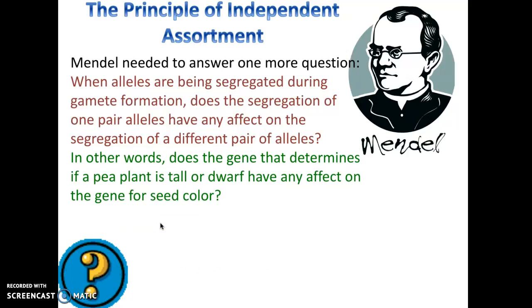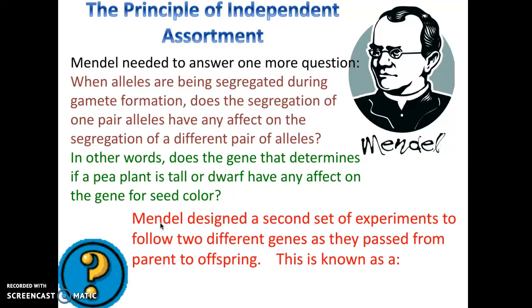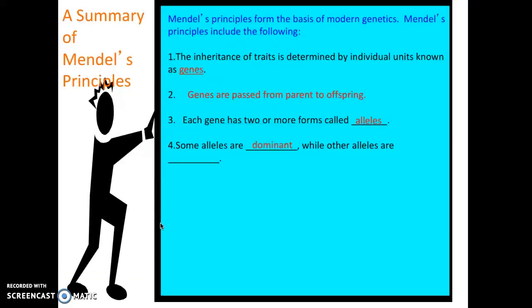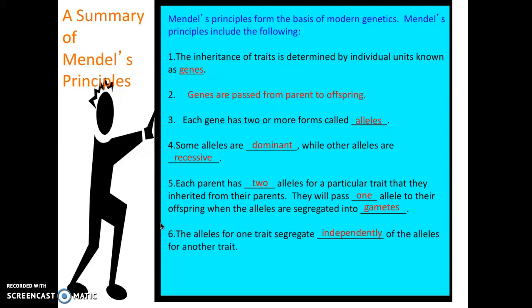In short, no. If you are tall, it will not determine whether your seed color is going to be green or yellow. They sort independently of each other, so we are not going to be doing dihybrid crosses. Don't worry about dihybrid crosses, guys. Just know that Mendel's principle of assortment essentially said that, let me skip to our summary slide, they are going to segregate independently.